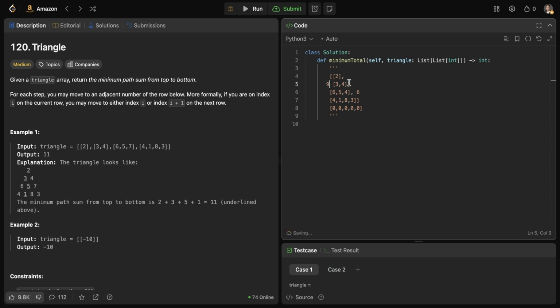And the minimum from the 4 side: 4 will have 2 children, 5 and 4. We already know the sum would be minimum from 5, 1, 0. So 4 plus 6, 10. So the minimum would be 10 if you go towards 4. So now 2 plus 9, 11, or 2 plus 10, 12. That is your final answer. So that's why the minimum is 11, because we are going towards 3.